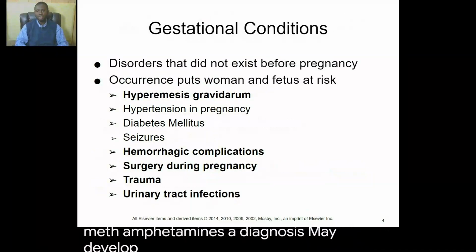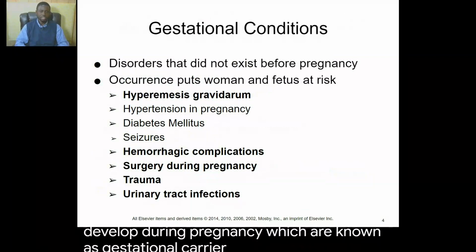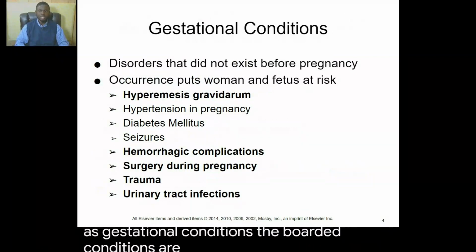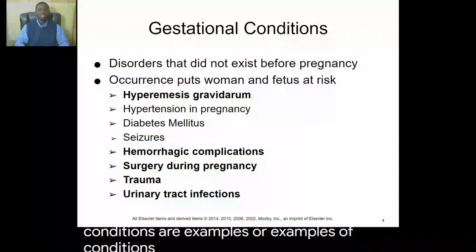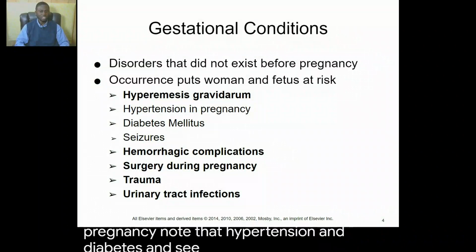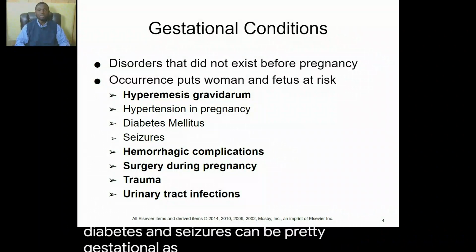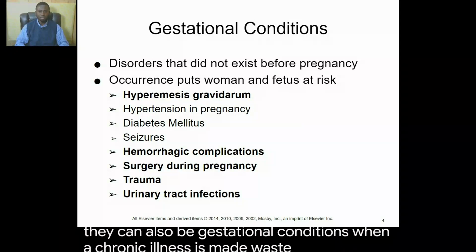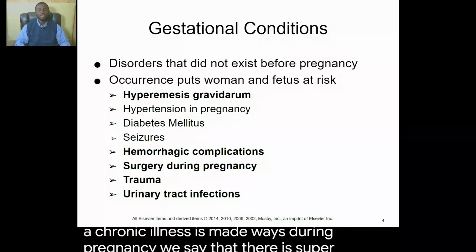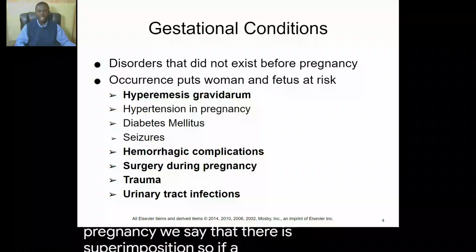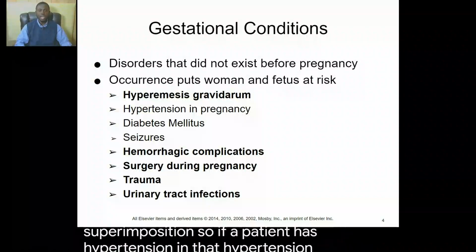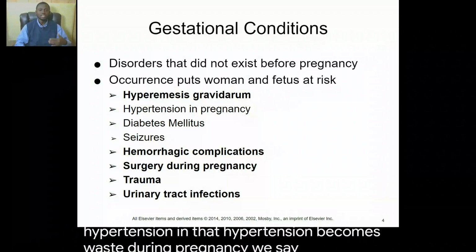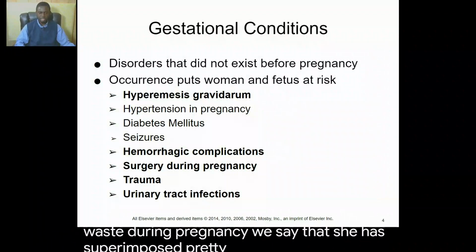Other illnesses may develop during pregnancy, which are known as gestational conditions. The bolded conditions are examples of conditions that develop as a result of pregnancy. Note that hypertension and diabetes and seizures can be pre-gestational as well as chronic conditions, and they can also be gestational conditions. When a chronic illness is made worse during pregnancy, we say that there is superimposition. So if a patient has hypertension and that hypertension becomes worse during pregnancy, we say that she has superimposed preeclampsia.